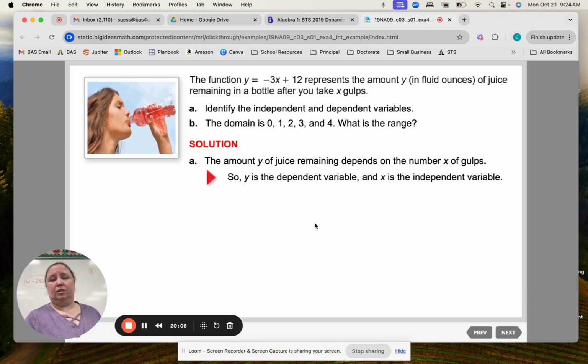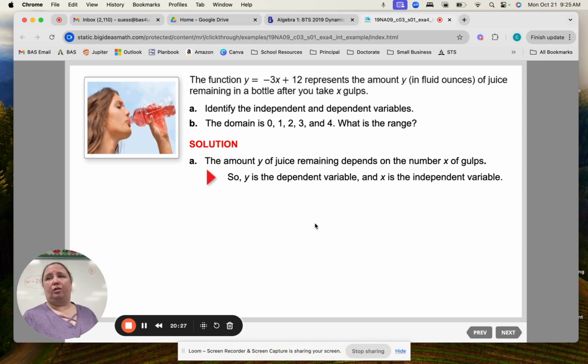So this could take a while. What represents x? This is a real life problem. What is x talking about? Gulps. What is y talking about? Fluid ounces. Okay? So the domain is 0, 1, 2, 3, 4.